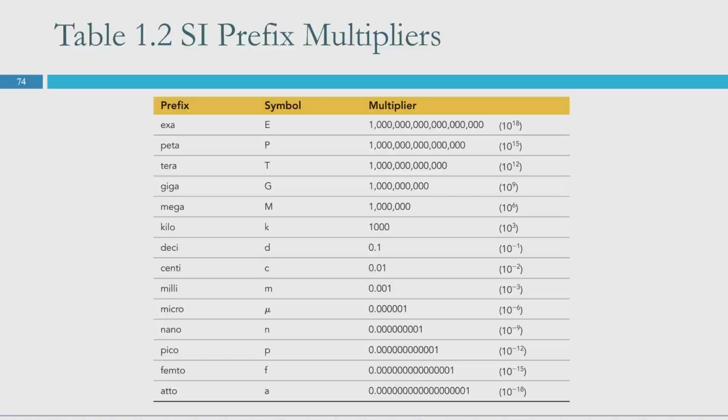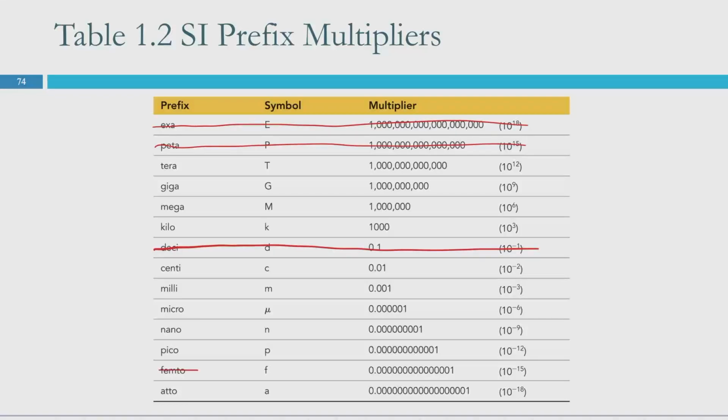There's some that we're not going to really use, like deci. We're not really going to use, and we probably won't get to these big ones either, like exa or peta. We probably won't use some of these small ones, like femto or atto. We probably won't even use pico. The rest of them, it would be good for us to know.